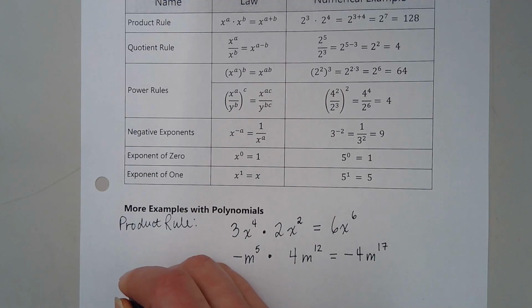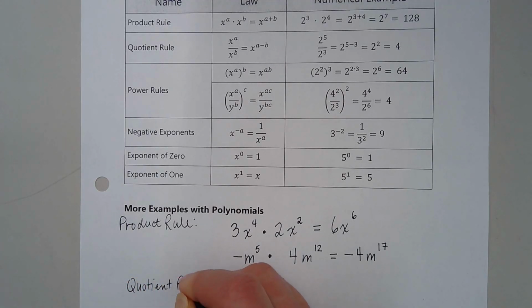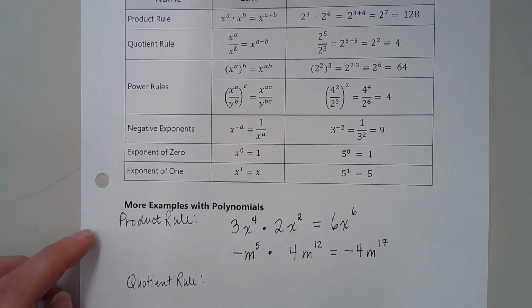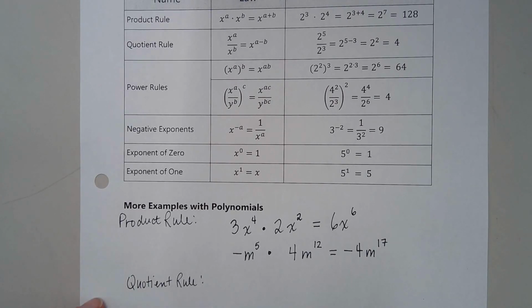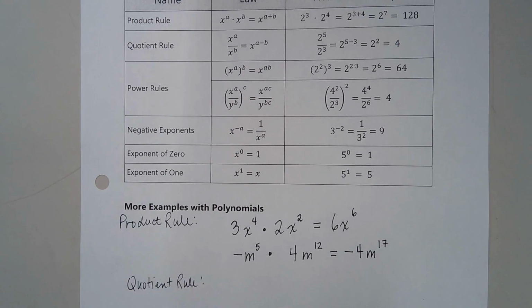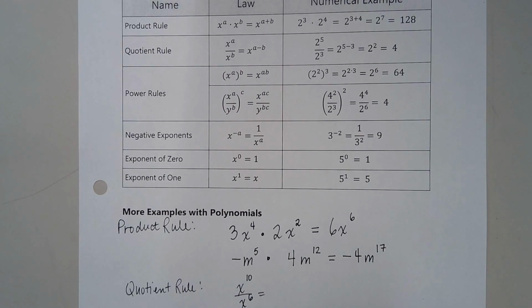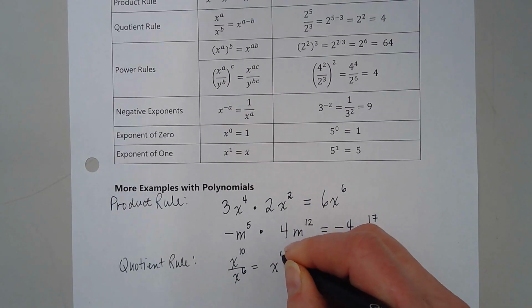Let's do quotient rule. Now, quotient means there's division involved. And we've learned that multiply and divide are opposite operators to each other, right? They undo each other. So it should make sense if I'm multiplying the same bases and I add the exponents, what do you think you're going to do when you divide the same bases? Yeah, if I have x to the power 10 over x to the power 6, I'm going to subtract the exponents and I'll be left with x to the power 4.